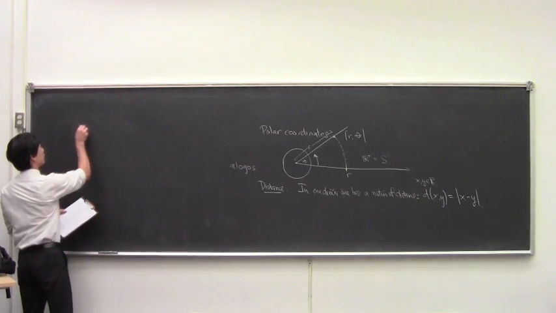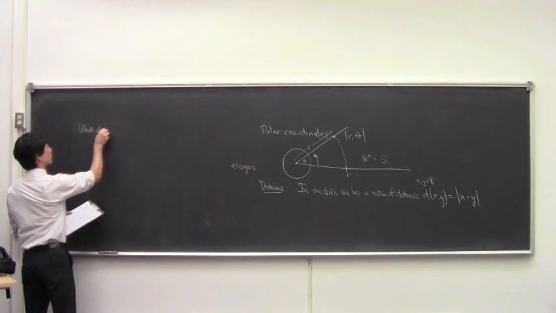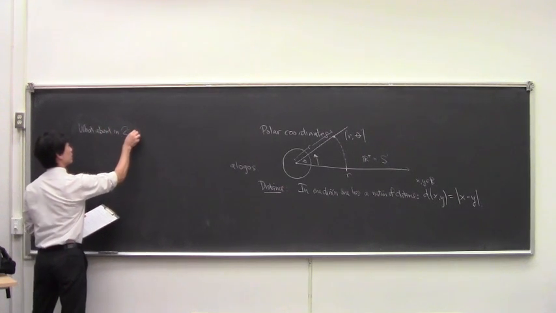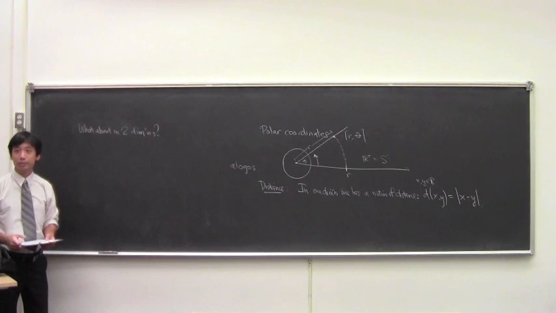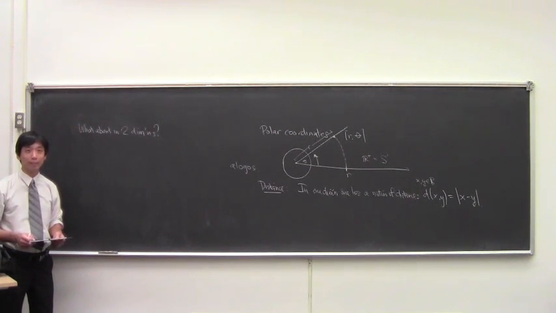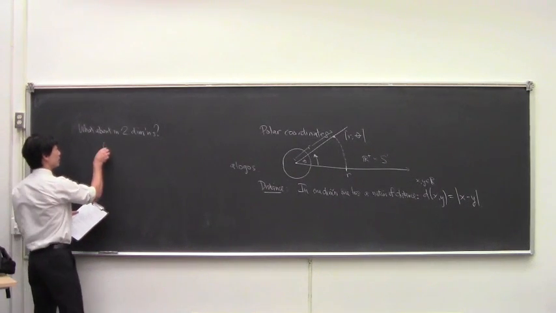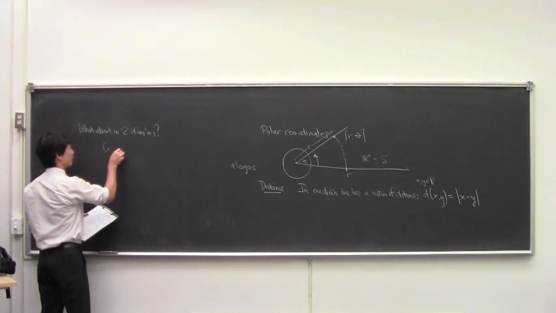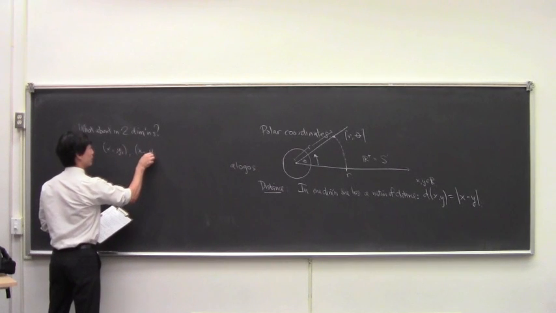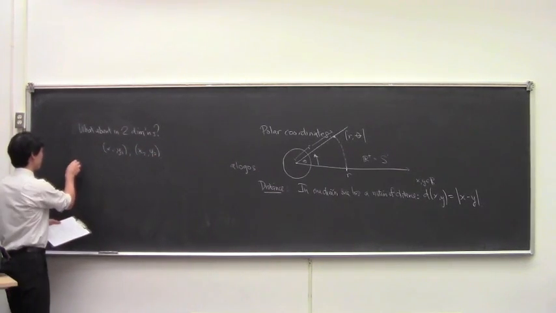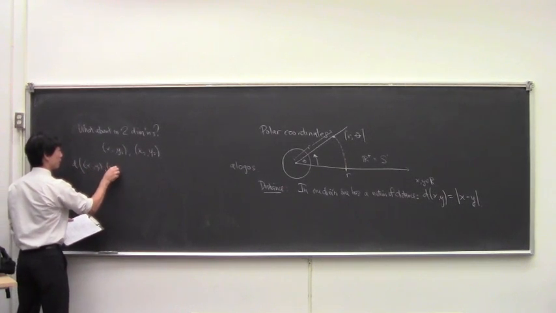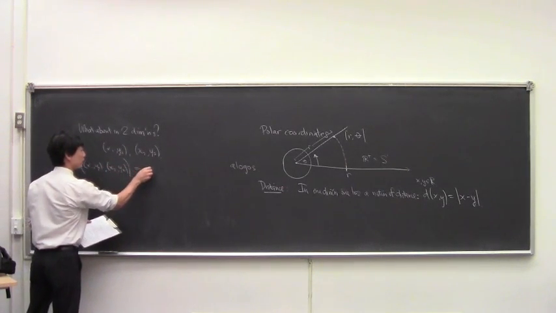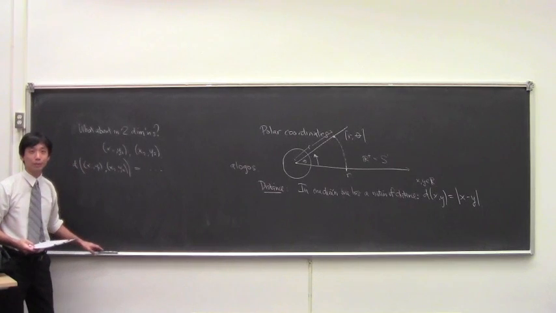Okay. What about in 2 dimensions? What do you have in 2 dimensions? Does anyone remember? You've got 2 points, right? Suppose you've got x1, y1 and x2, y2. Then you have a way of describing the distance between these guys, which is something that you've probably seen before.